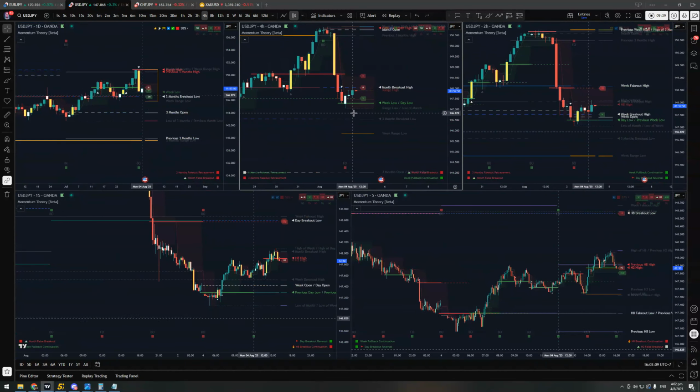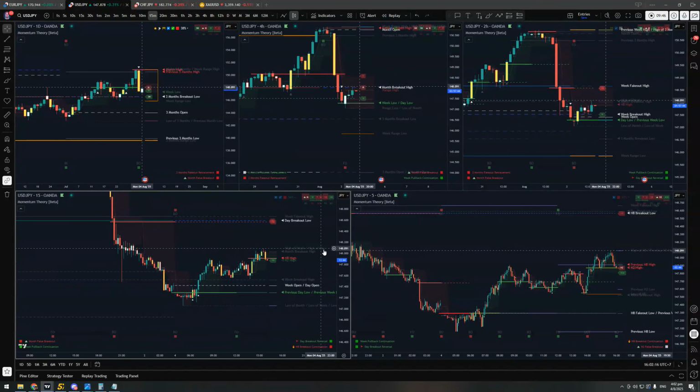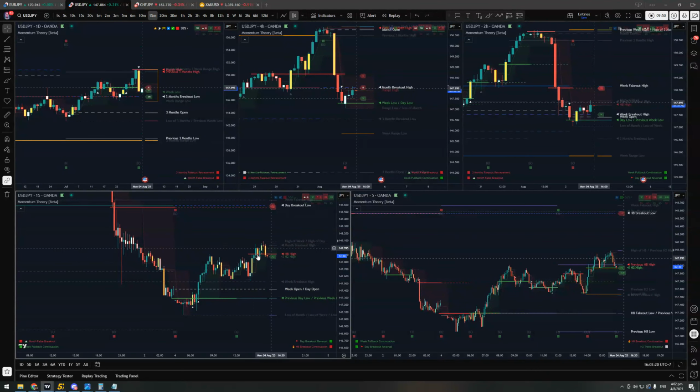All right, so H4 bar closed in London, did not close in breakout. That range still exists, so that's not what I wanted to see. Would prefer to have closed in breakout.